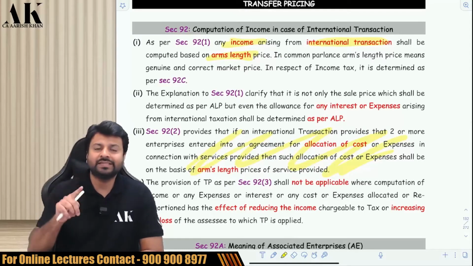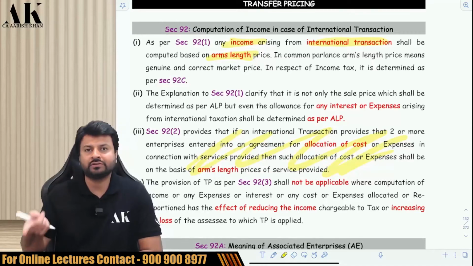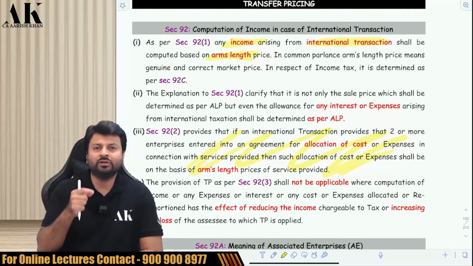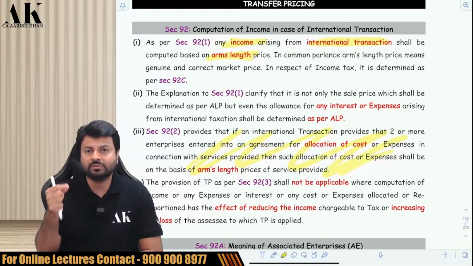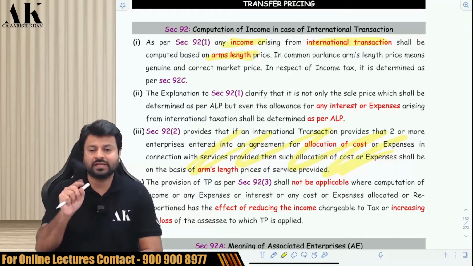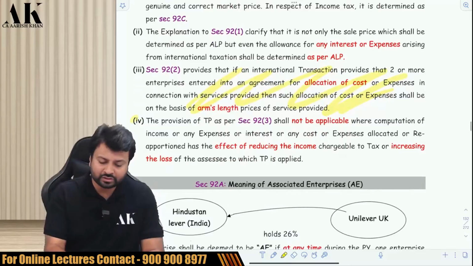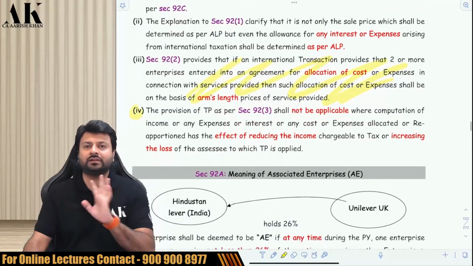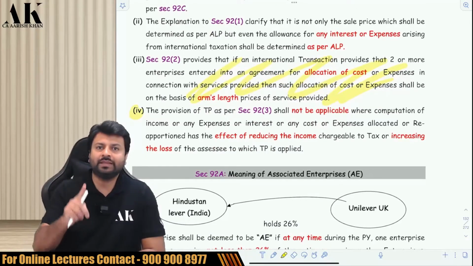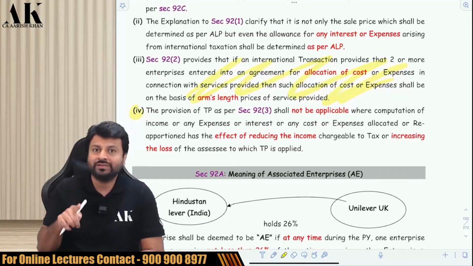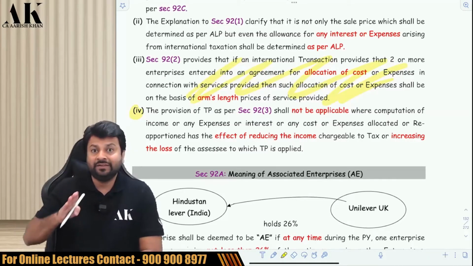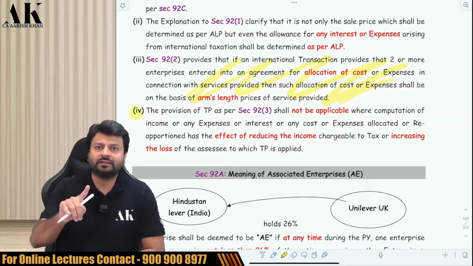Plus, transfer pricing is not only applicable on international transactions, but it is also applicable on certain domestic transactions. Not all domestic transactions, but certain domestic transactions also. Last but not least, transfer pricing is not applicable in certain cases. Transfer pricing is not applicable if there is a reduction of income or if there is an increase in loss. It means if it is detrimental to the department, then transfer pricing is not applicable.